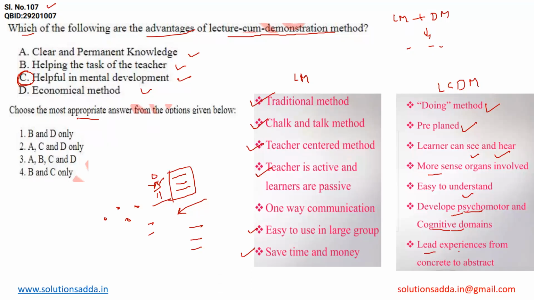It will lead the experience from concrete to abstract. That means if there is a large amount of knowledge and we are getting something fruitful in that, that will become the abstract. So there are so many advantages of this lecture cum demonstration method. By observing this, we may conclude that yes, it will give clear and permanent knowledge to the student, it helps in the task of the teacher, it is also helpful in the mental development of the students, and it is an economical method as well. So the correct option for this question will be A, B, C, D. All the options are correct.